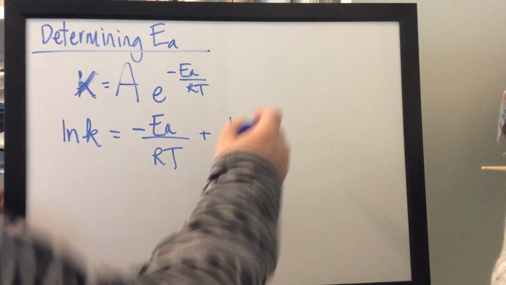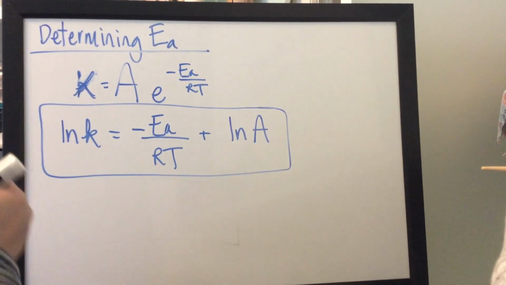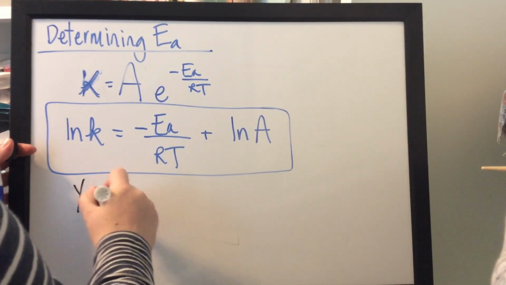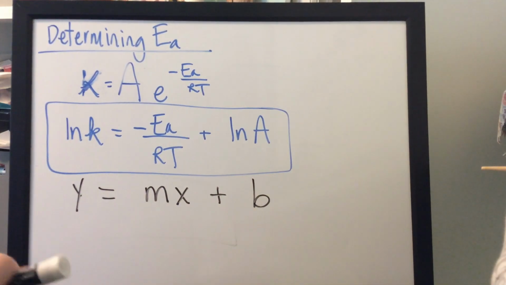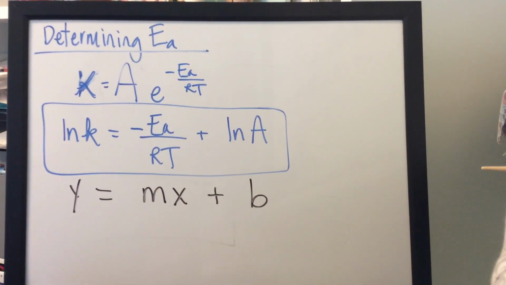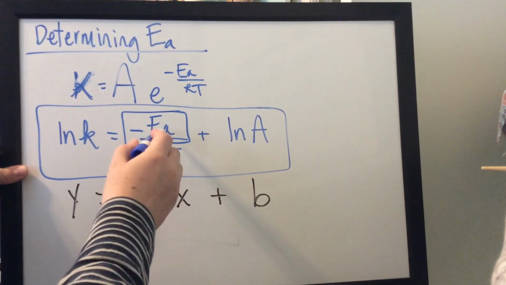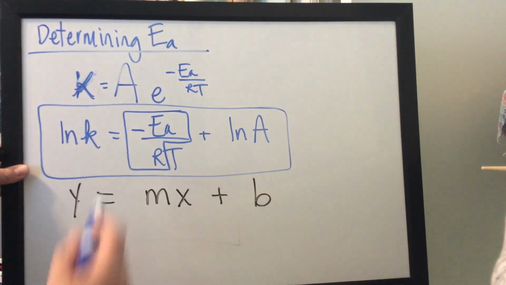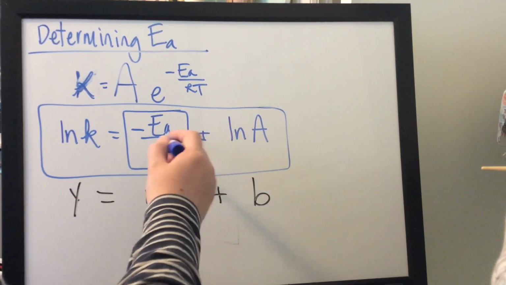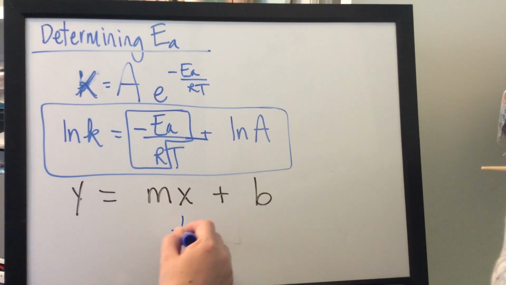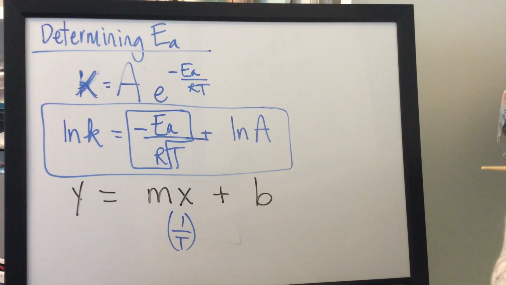Which is conveniently in slope-intercept form. Okay. Where y would be the natural log of the rate constant. m would be the negative activation energy over R. x would be 1 over temperature. And b, the y-intercept, would be the natural log of that constant called A.